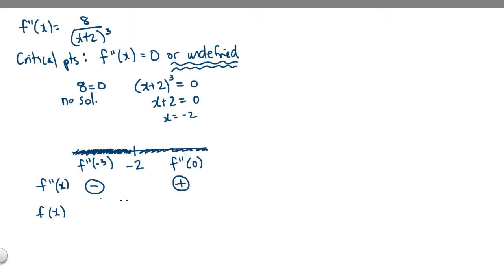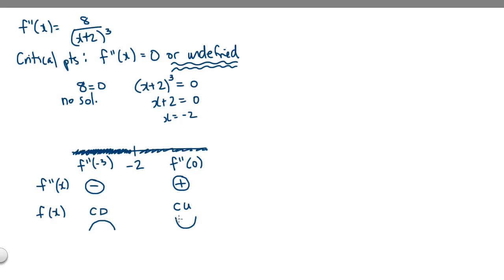All right, so what this tells us about our function, a negative second derivative means that our function is concave down, so it looks like an upside down bowl. Over in the second interval, function is concave up, so it looks like a right side up bowl there. So that will help us when we're making our sketch.